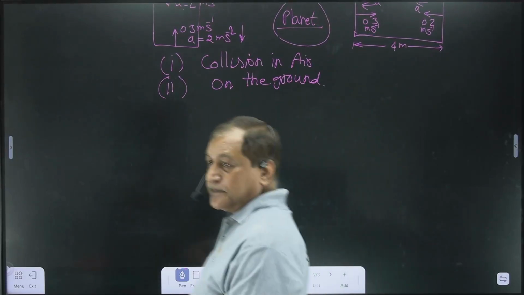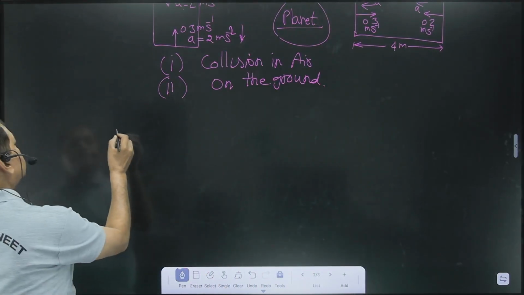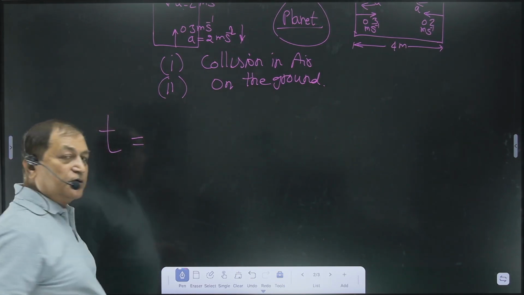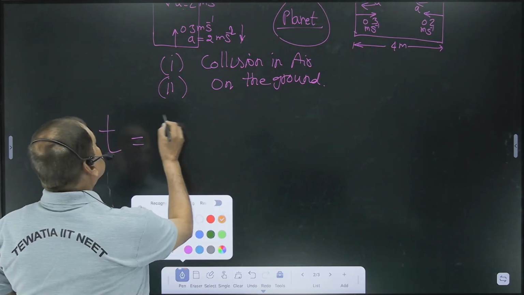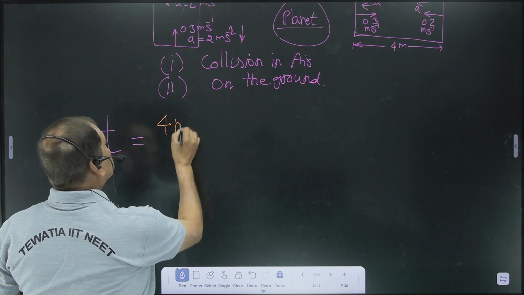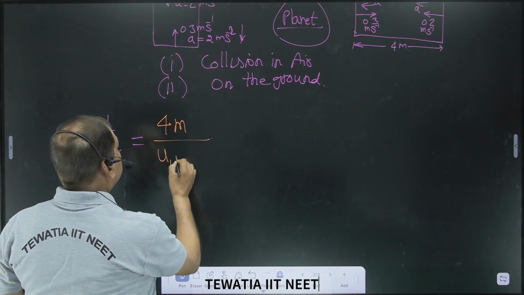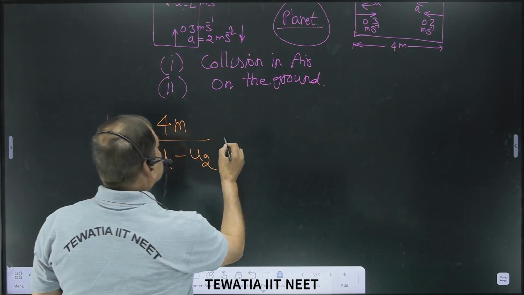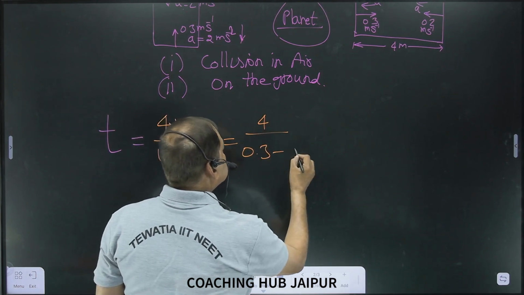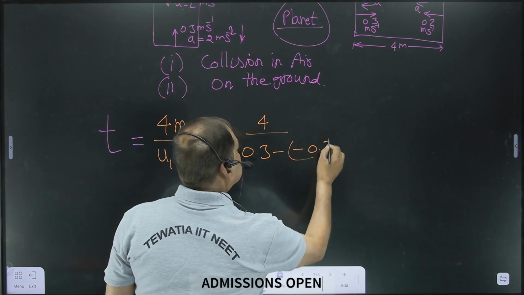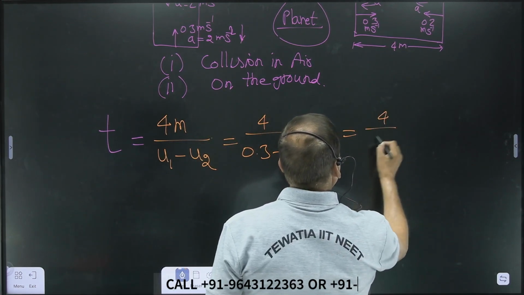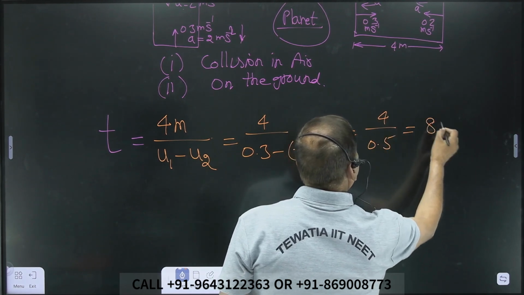It's easy. What is the relative velocity? Time t, as we used to calculate for the collision, that was relative distance, that is 4 meter divided by u1 minus u2, that is equal to 4 divided by 0.3 minus 0.2. So that becomes 4 divided by 0.5, 8 seconds.